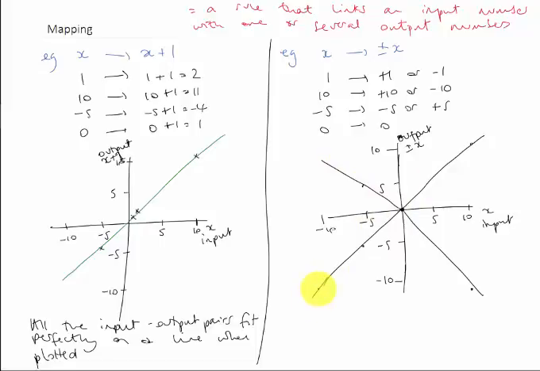So here you'll notice that for every value of x we get 2 different values of y. So one value of x corresponds to 2 values for y. Alright, so that's all I have to say about that for now.